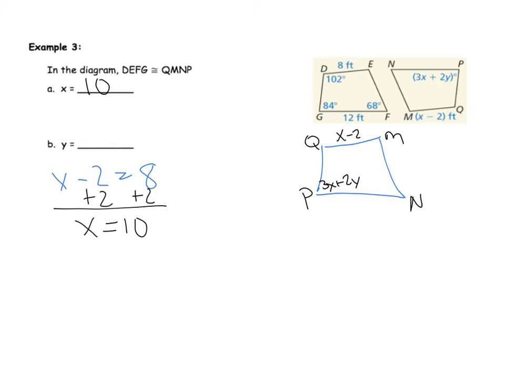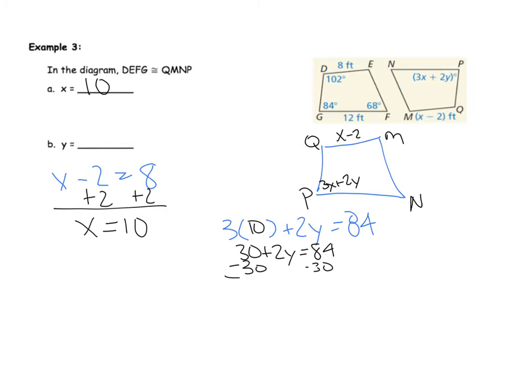Now to solve for Y, I notice that angle P is congruent to angle G. So therefore, 3 times X, which we know what X is, plus 2Y equals G, which is 84. Okay, so 3 times X, which is 10, gives me 30 plus 2Y equals 84. We're going to subtract 30 from both sides. 2Y equals 54. Last step is to divide by 2. And we get Y is equal to 27.